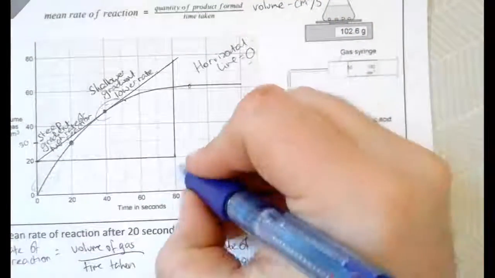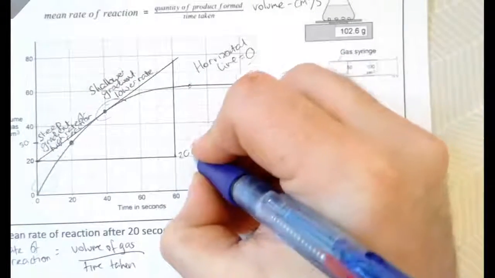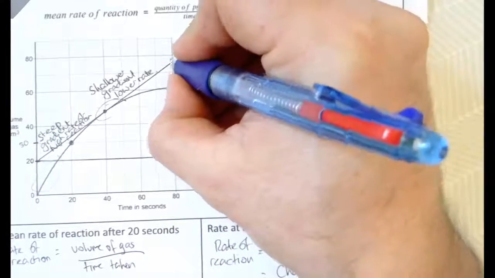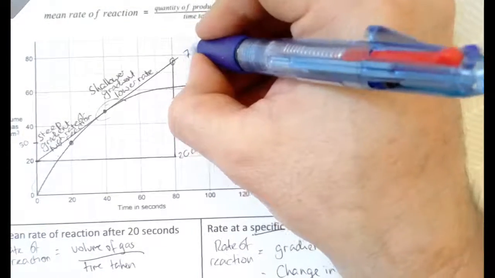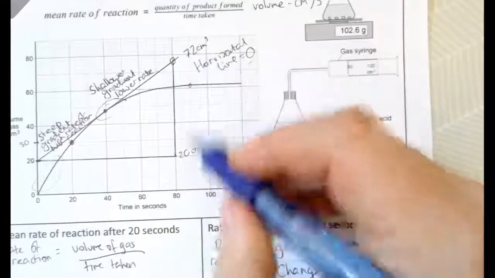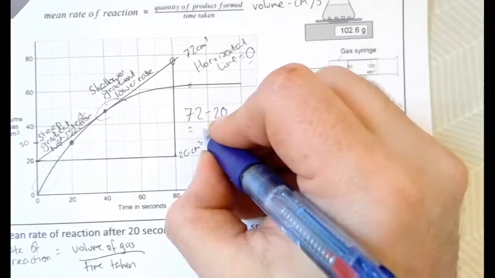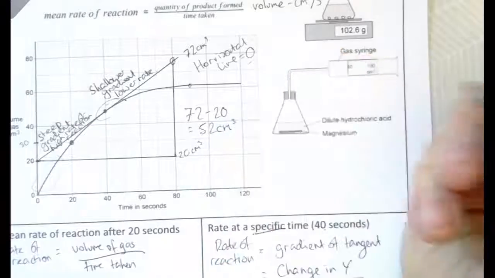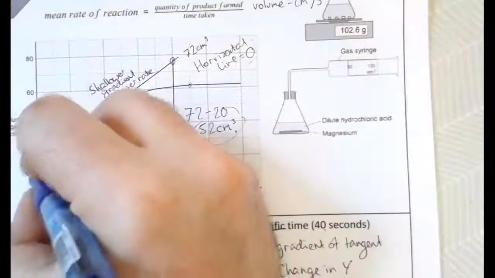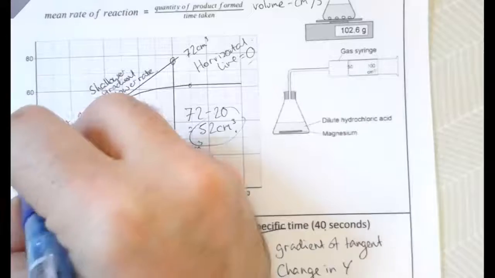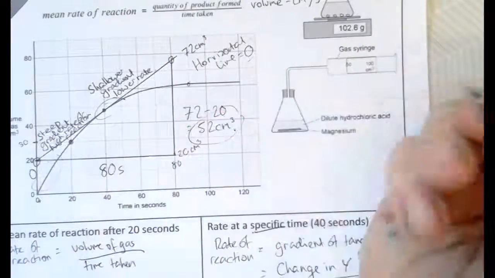So let's go back to our graph and see if we can work out what those values are. If we have a look at the bottom here, this appears to be 20 centimetres cubed if we read it across, and at the top of our triangle here, that looks to me like it's 70, 72 centimetres cubed. So the difference in these two numbers, the final minus the initial, gives us 52 centimetres cubed. That's the difference in gas. That's how much gas has been given out over this time period. Over here on the x-axis, it starts at 0 and it finishes at 80. So this side is just 80 seconds.